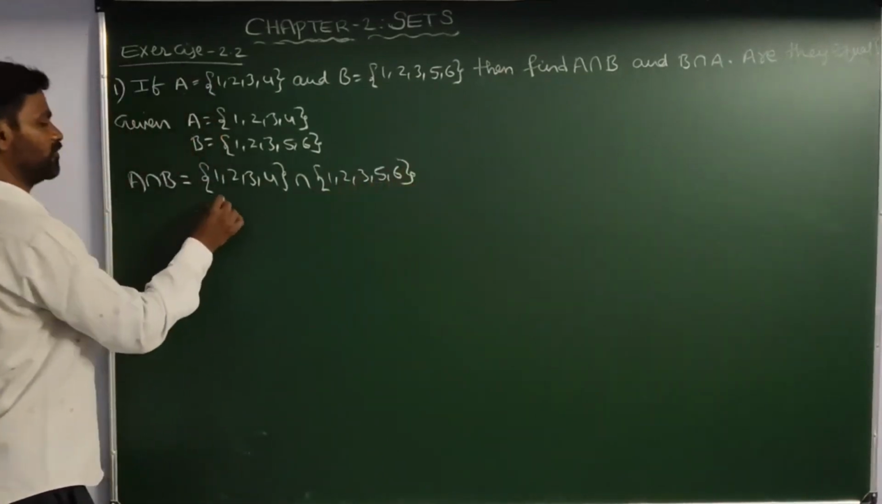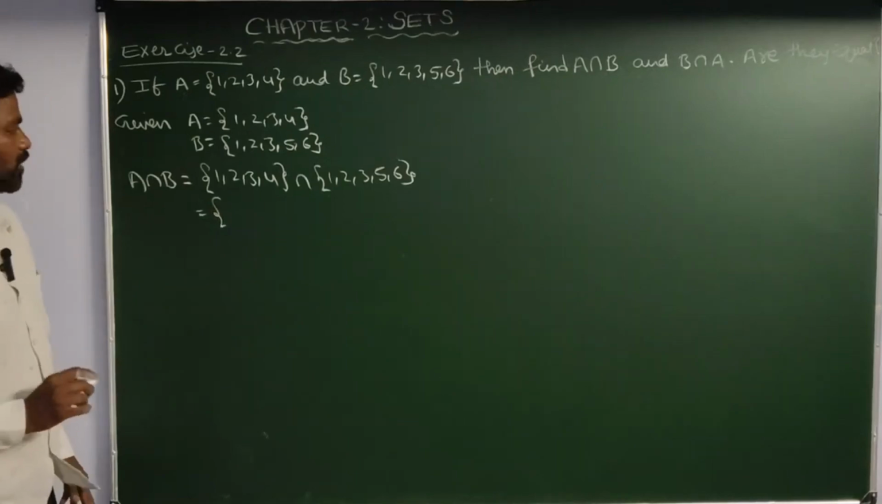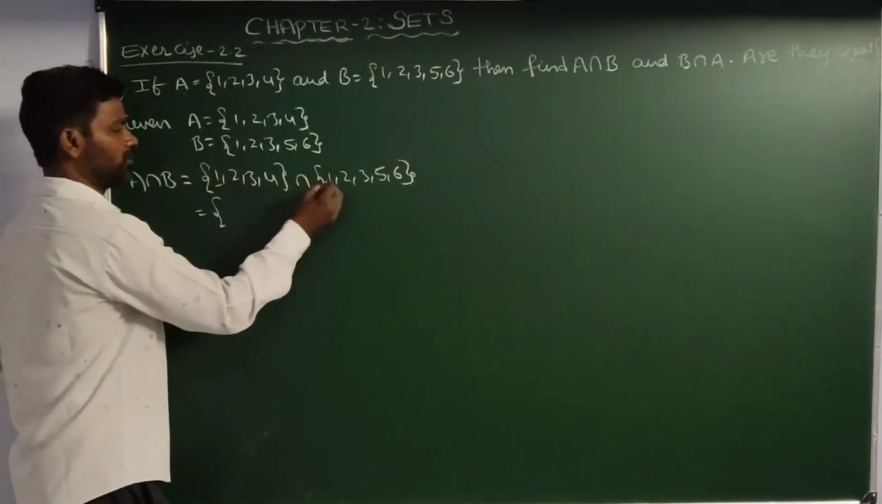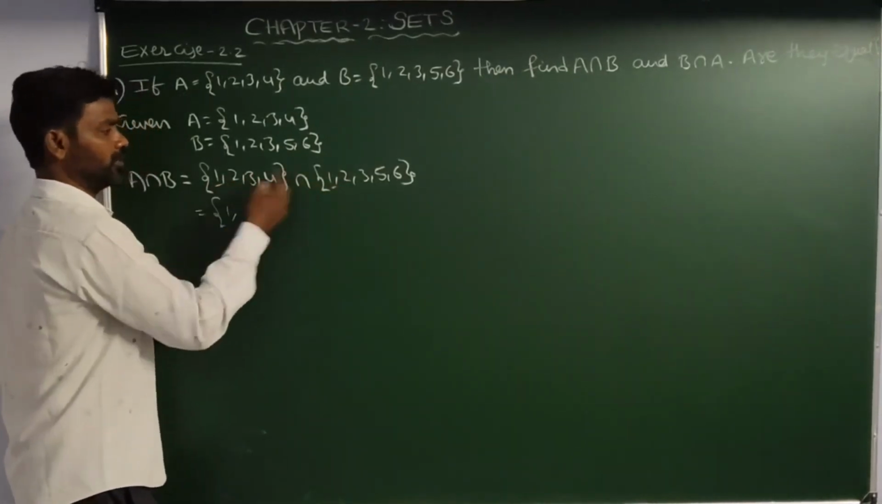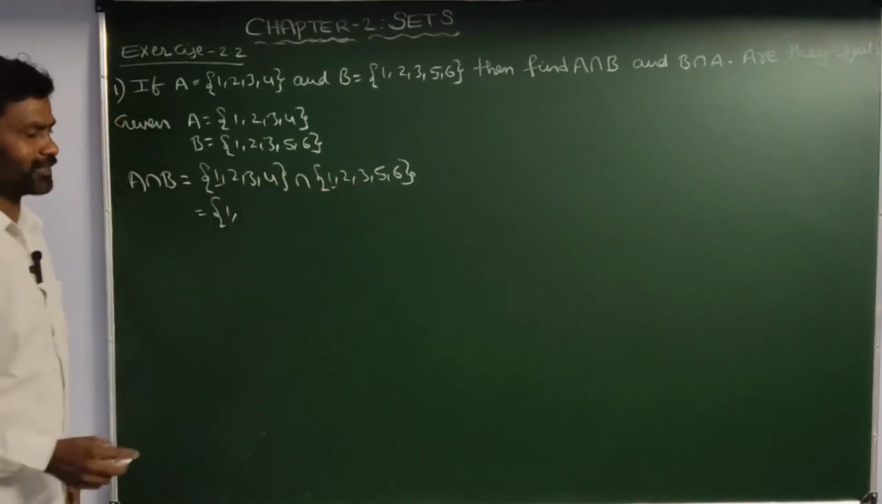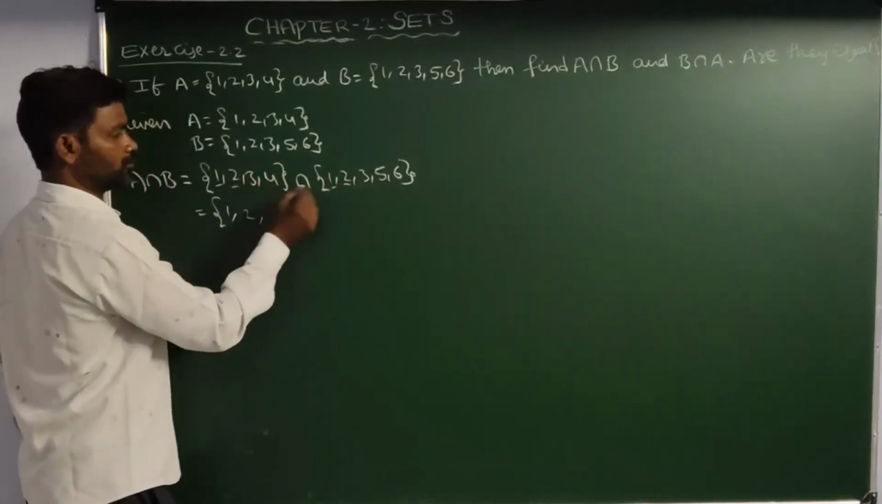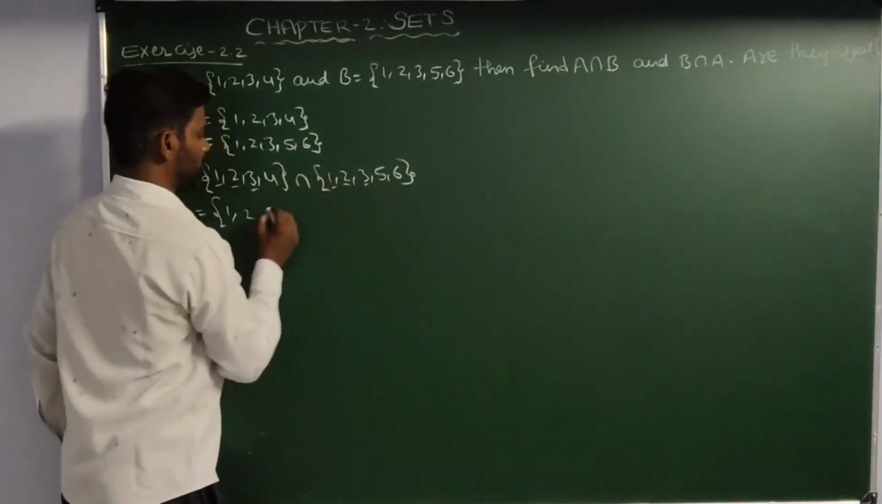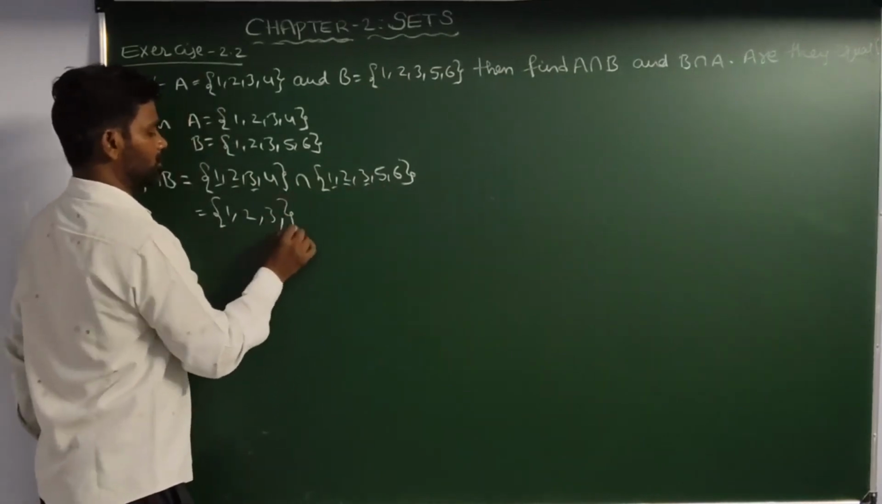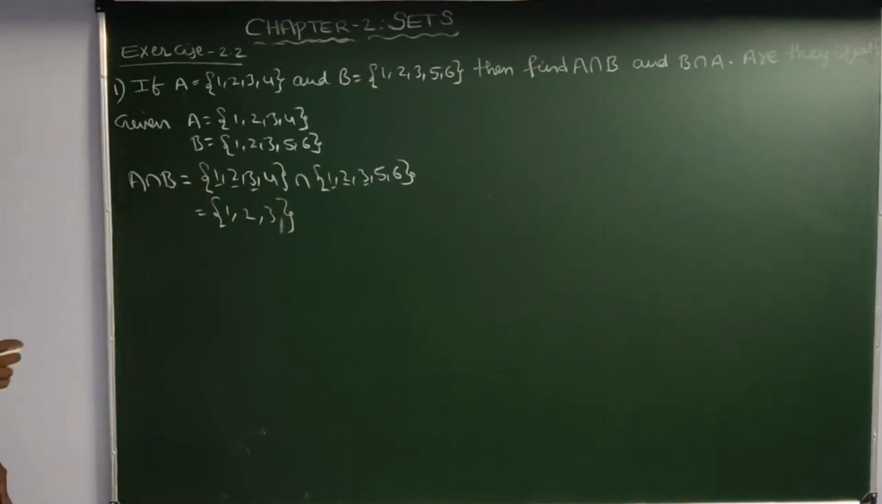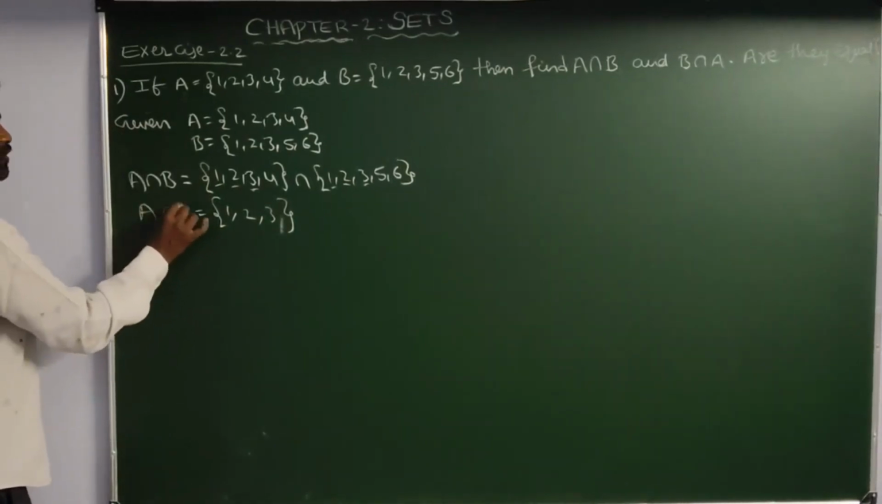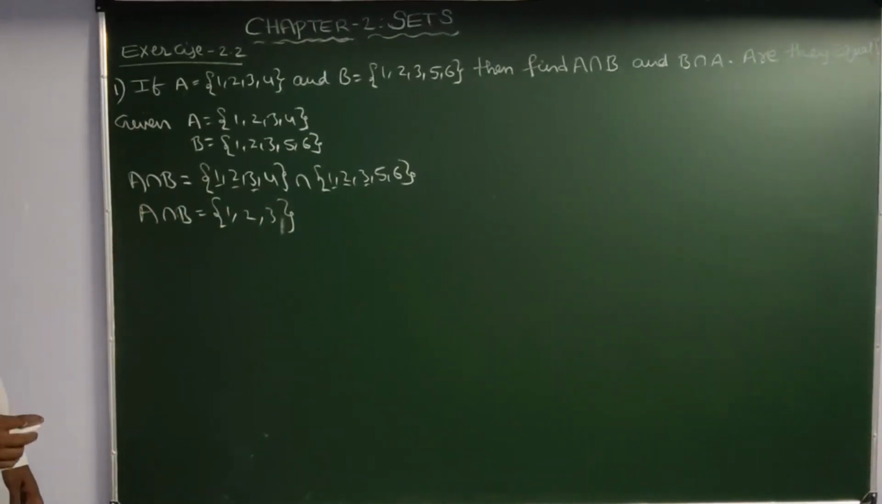So according to the definition of intersection, only common elements we have to write. What are the common elements? Write 1. 1 is the element which is available in both the sets. Next, 2 is also available in both sets. 3, right? So these are the elements which are common in both the sets. Therefore, A intersection B is equal to {1, 2, 3}.